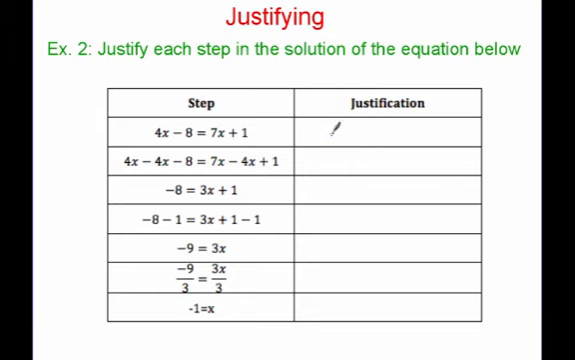So our first step is always just our given equation. All right, there's no work to be done, so it's just the given equation. So I've got 4x minus 8 equals 7x plus 1. Now we know that when we're solving an equation like this, my first step is to get all of my variables on one side. So what we're doing is we're going to subtract 4x on both sides to get rid of this 4x. So what am I doing on both sides? I am subtracting 4x. So that makes this the subtraction property.